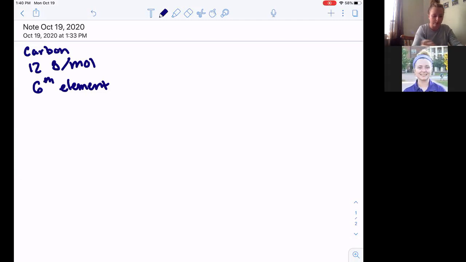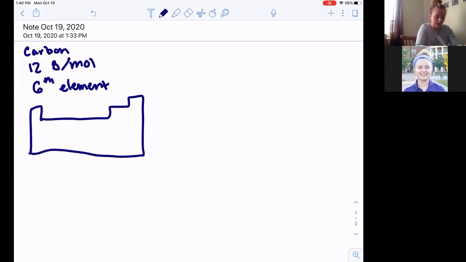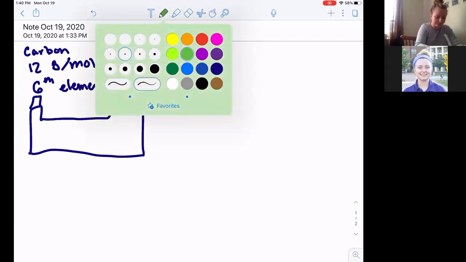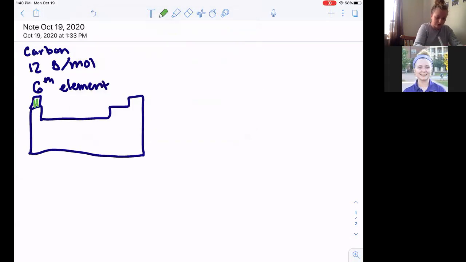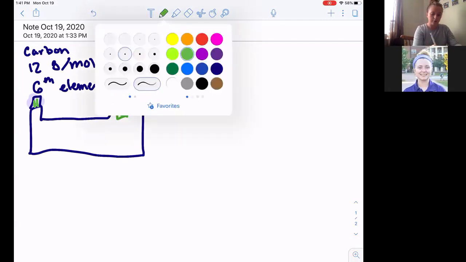So if we're thinking about a periodic table, okay, lovely, horrific drawing. Let's say this is hydrogen, got helium, and over here is carbon. This first row is, I would say, full. That's your full inner ring, so you can't access it for bonding.